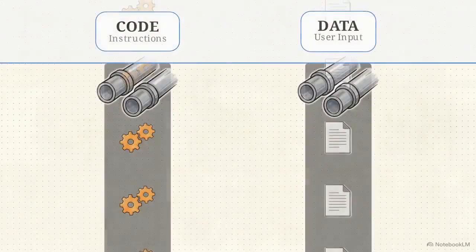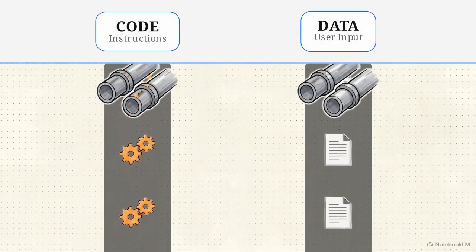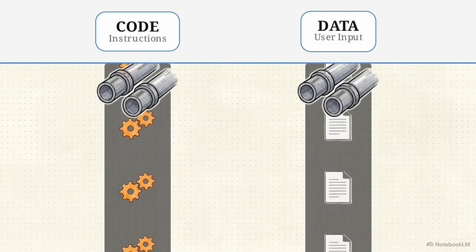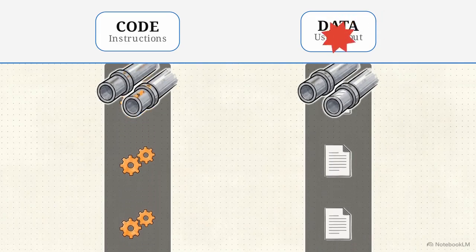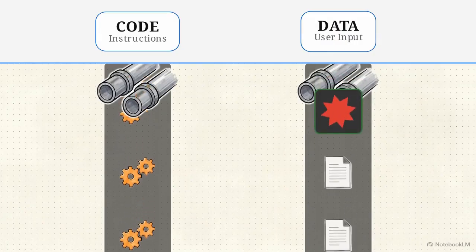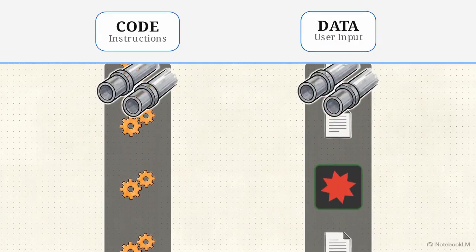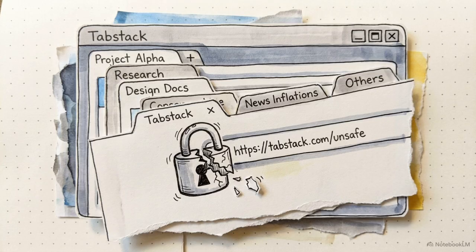For decades, software security relied on strict isolation of instructions from user information. Code and data remained separate, traveling down walled-off pipelines. If a user sneaks a malicious command into a text field, the system encases that input, safely processing it without ever allowing execution. But when you grant an AI the autonomy to act on what it reads, that safety net vanishes. Consider the Mozilla Tabstack incident.